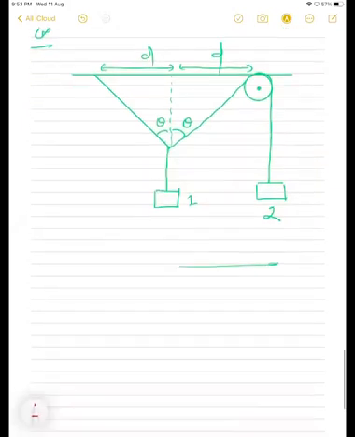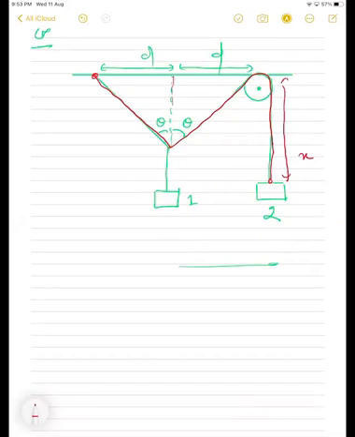Students, see here. There is another string also. This is the string, the red part. Let the total string length be L, and this length is X. This distance, let it be given in the question as Y, and this is theta, right? This length I am not considering, because even if some pulley is there, this length of the string will remain constant, right?